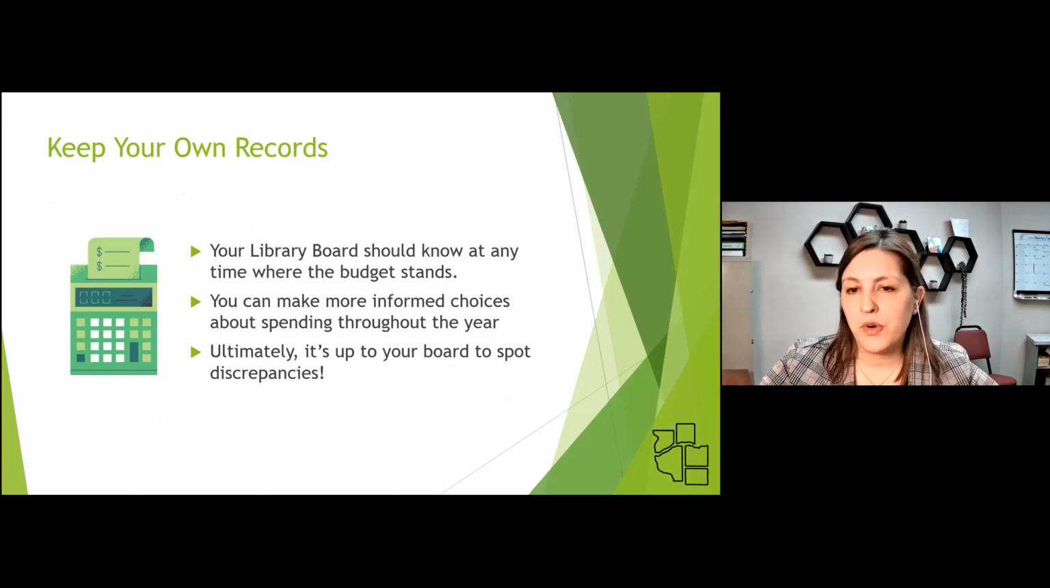So that leads us to why it's important to keep your own records. Tracking your own expenses throughout the year doesn't mean that you're not going to work with your municipality or your clerk to get updates from them about your budget. And a lot of times, if you are paying utilities out of the library budget, those utilities run through your city anyway. So you're going to have to rely on them for those numbers. But it does mean that you don't have to rely on your village, your municipality, to know exactly where you stand at any given time.